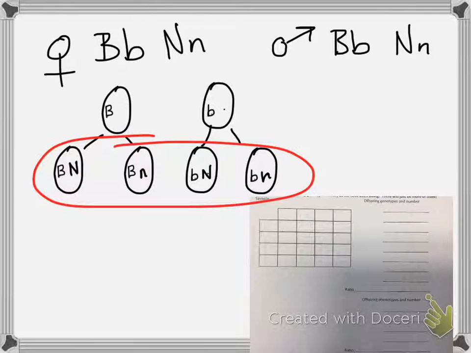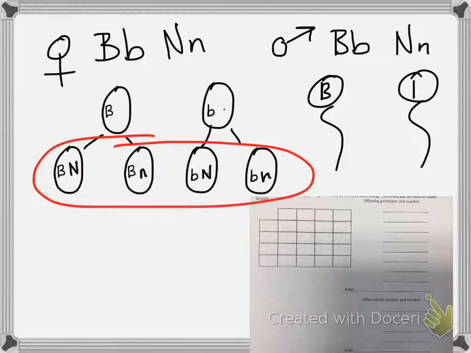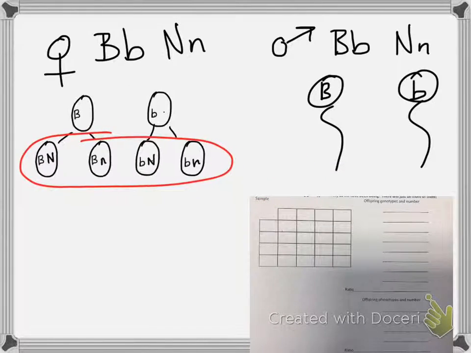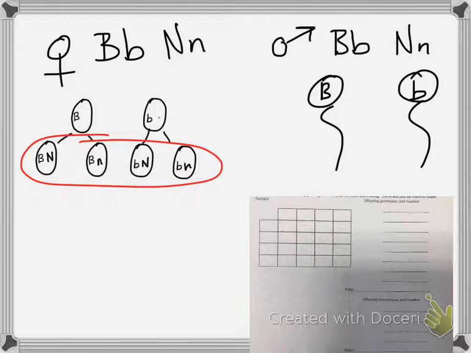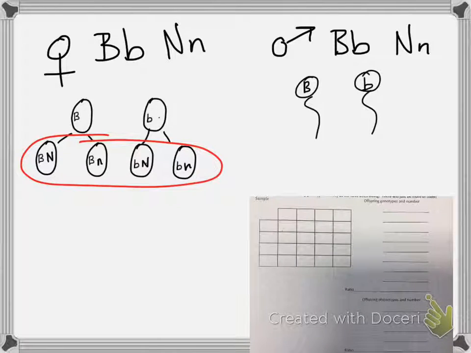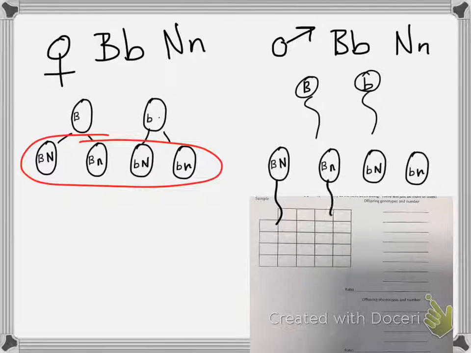Guess what we have for dad's sperm? Same thing. 50% chance they'll get a big B, 50% chance they'll get a little b, and of those, 50% chance that each big B, actually I should just take these and copy them and put tails on them. That would be easy. Well, okay. Let me shrink this. 50% chance that they'll get either of those. So there. Okay. So we've got the same possible combinations for dad's gametes.